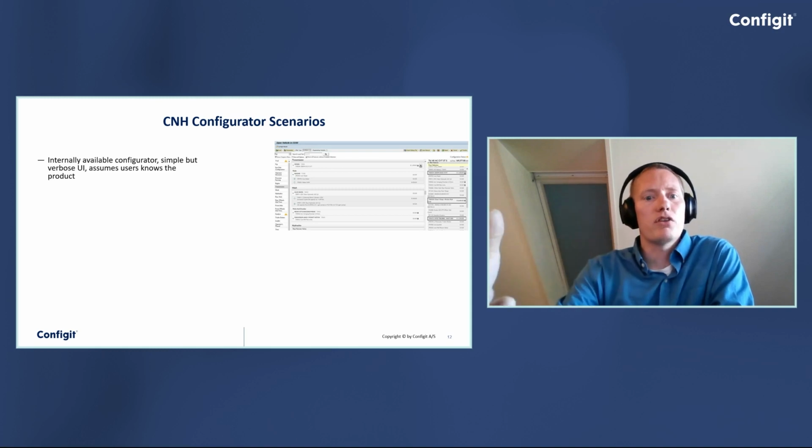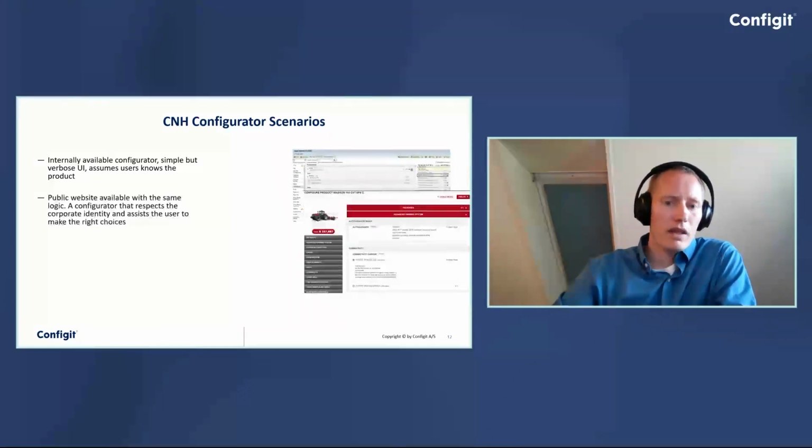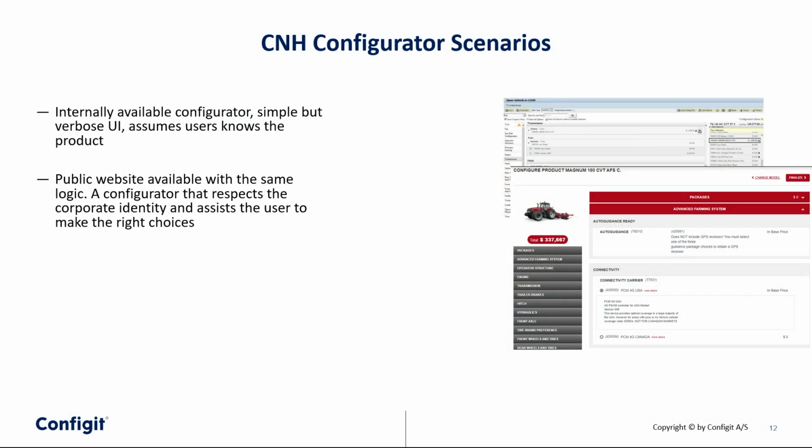There will be a lot of selections in this UI that you would not expose on your public website, for instance. Then they have another application, which is exactly their public website. And it utilizes, of course, the same logic. It exposes the same information, but it also respects the corporate identity of the company. As you see here, this is the Case IH brand, so it is in red and black, but it also has images to guide the user a little bit more and make it nicer for the user to work with.